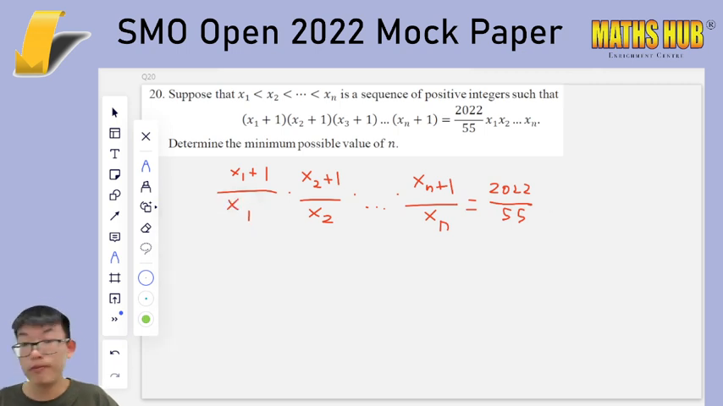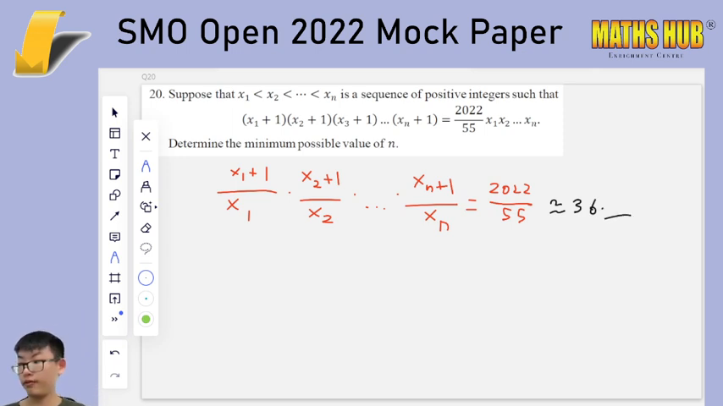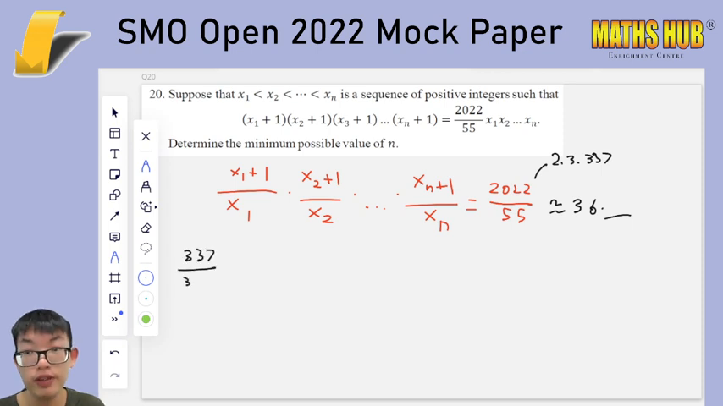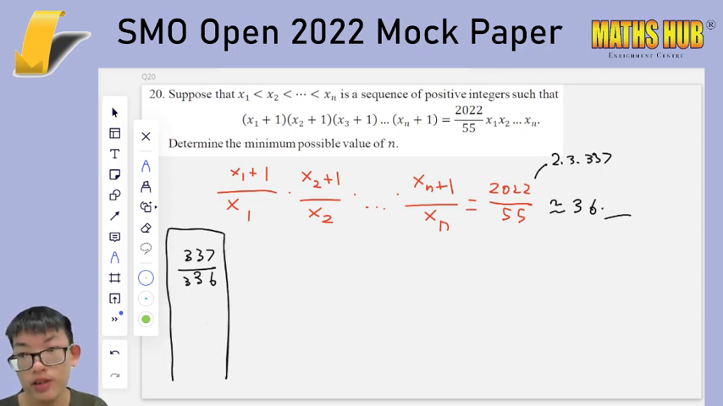As a quick estimate, 2022 over 55 is going to be 36 point something. So we need to get as close as we can using as few terms as possible. Now, one thing that we can say is that 2022 is 2 times 3 times 337. So you need a dedicated fraction here to give you 337. So one of them will be something like 337 over 336, or maybe a larger multiple of 337, like 674 over 673, or something like that. Right, so you have one of these that you have to take from here.